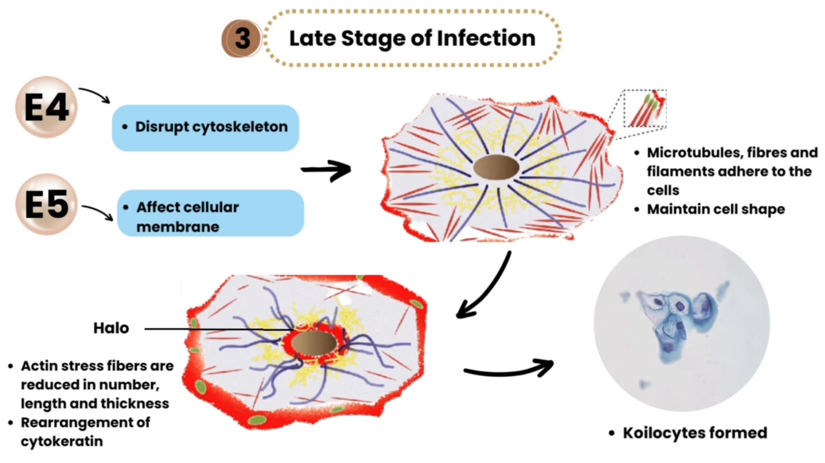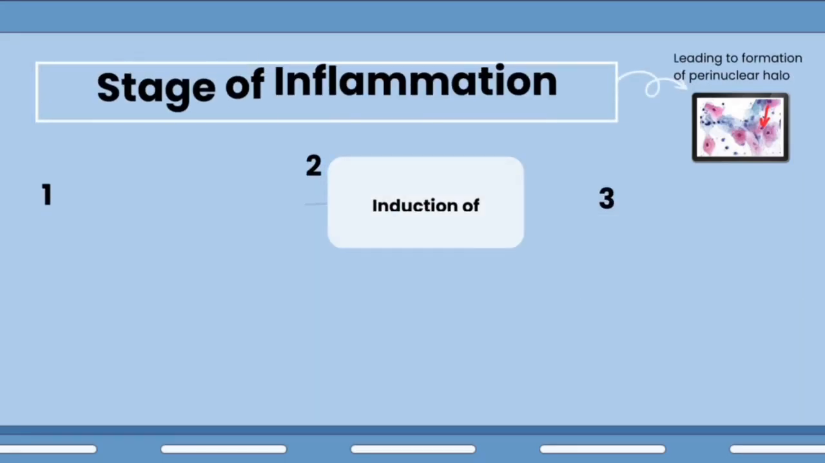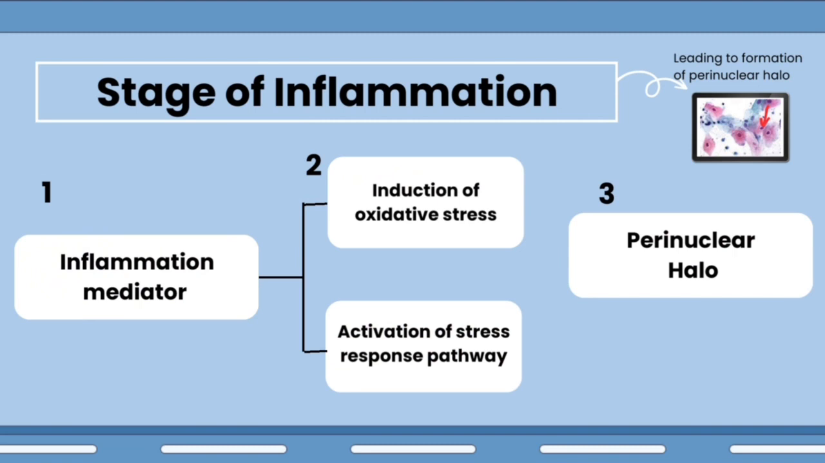After E4 and E5 attack the cell, changes occur where the microtubules are shortened and become more curved and bent. They are regularly localized more perinuclearly. Actin stress fibers are reduced in number, length, and thickness. This causes the rearrangement of cytokeratin and an increase in the distance in the nucleus, resulting in cytoplasmic vacuolation and nuclear displacement. Intermediate filaments form clusters, and larger meshes appear in the network, with localization more perinuclear, which we call koilocytes.